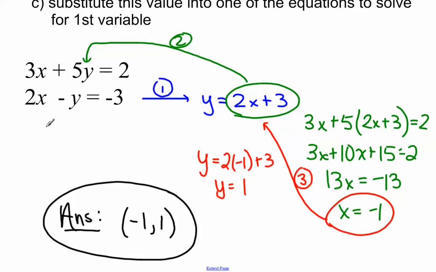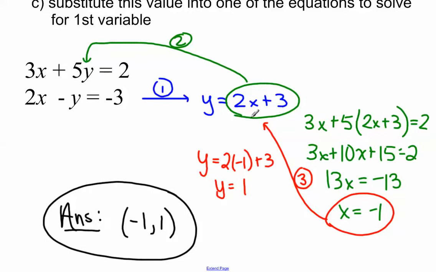We've got these two equations and I need to solve one of them for one of the variables. I look for an easy one here, this plain y. I can quickly solve the second equation for y by adding y over and then adding the 3 to the other side and get y equals 2x plus 3.